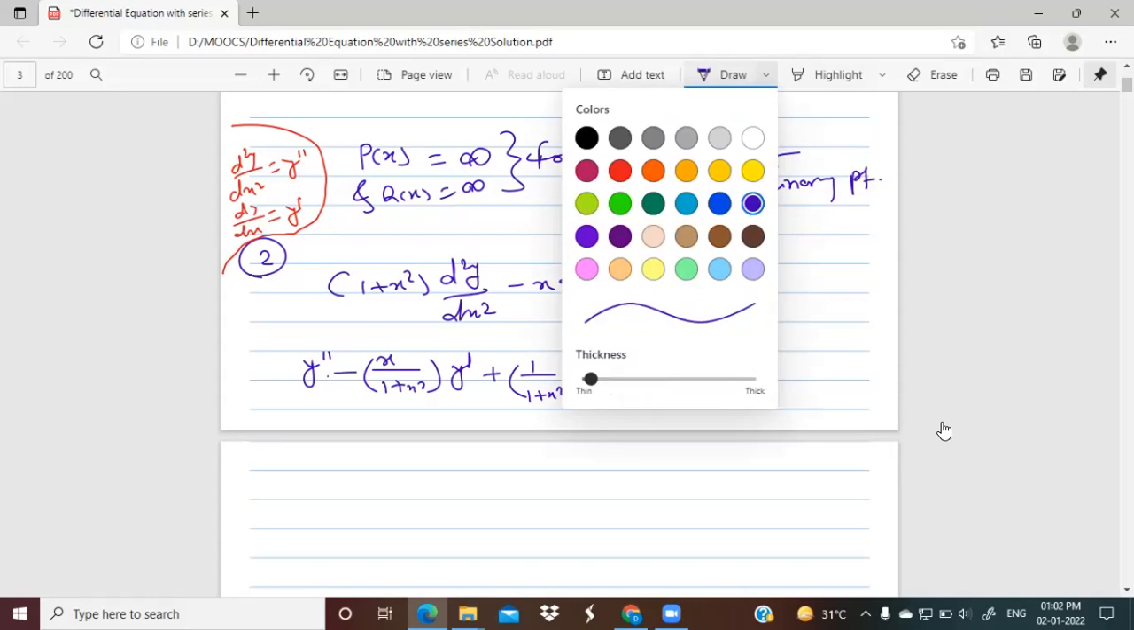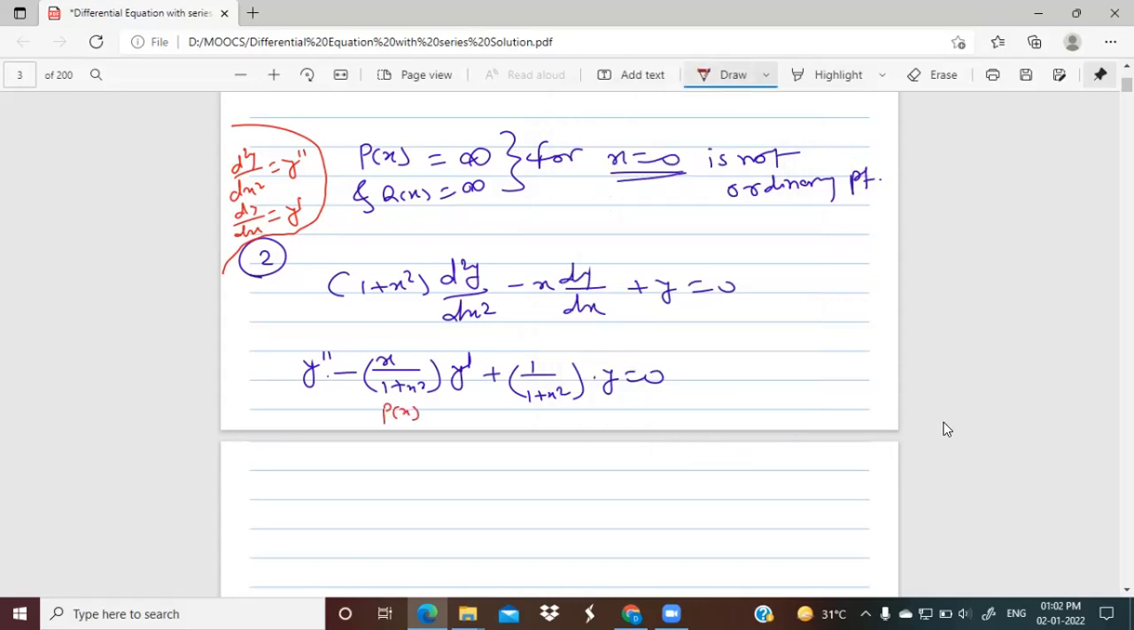Now this is my p of x, and q of x. For which value does this become infinite? 1 plus x square equal to 0, so x equal to plus or minus i, an imaginary value. That means for real values this is not a problem. You can take any real value, and this becomes an ordinary point. X equal to 0 is ordinary. Is it clear? You can take x equal to 0 or anything; it never becomes infinite. So I will say that x equal to 0 is an ordinary point.